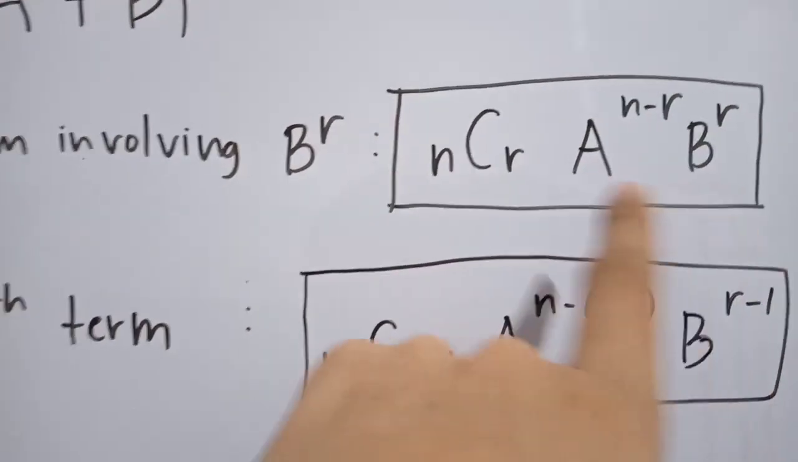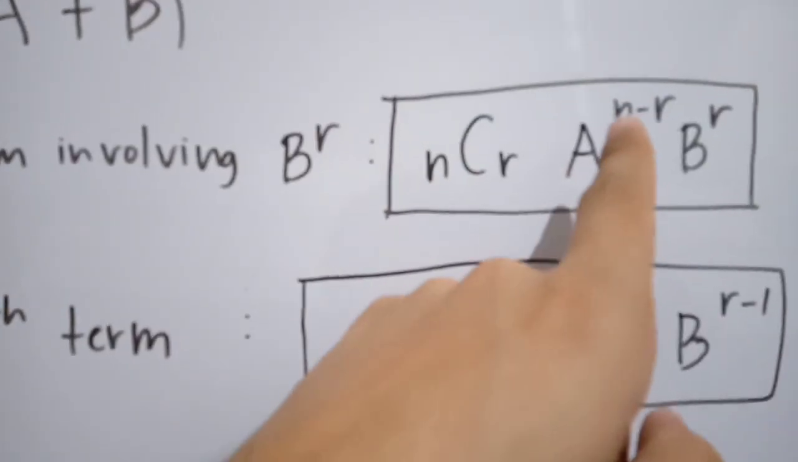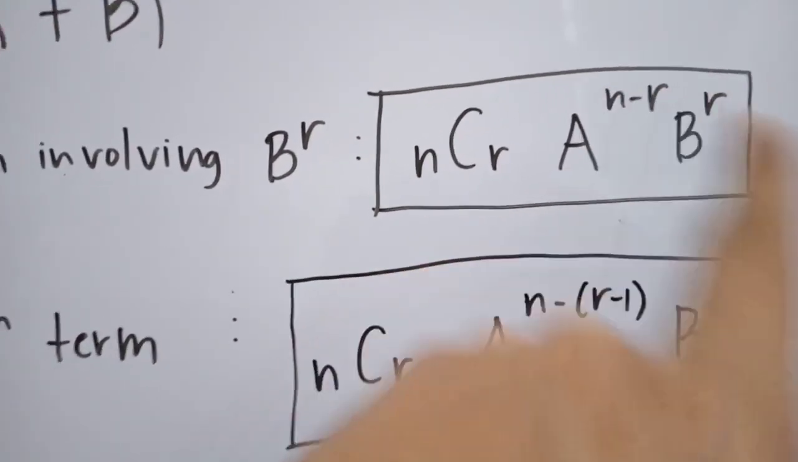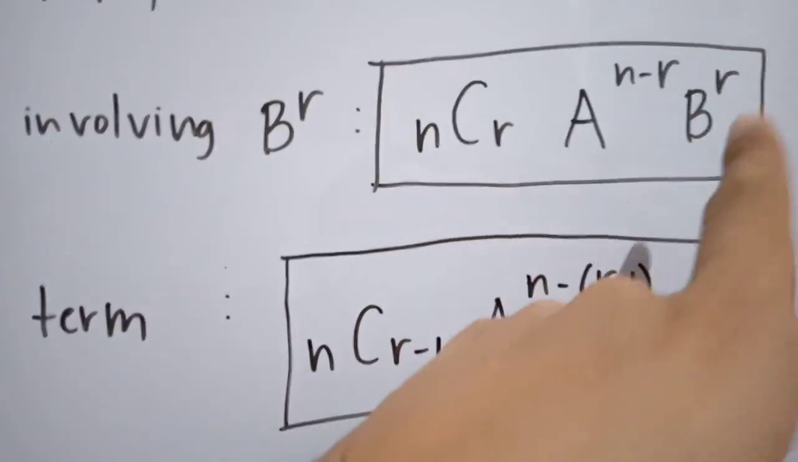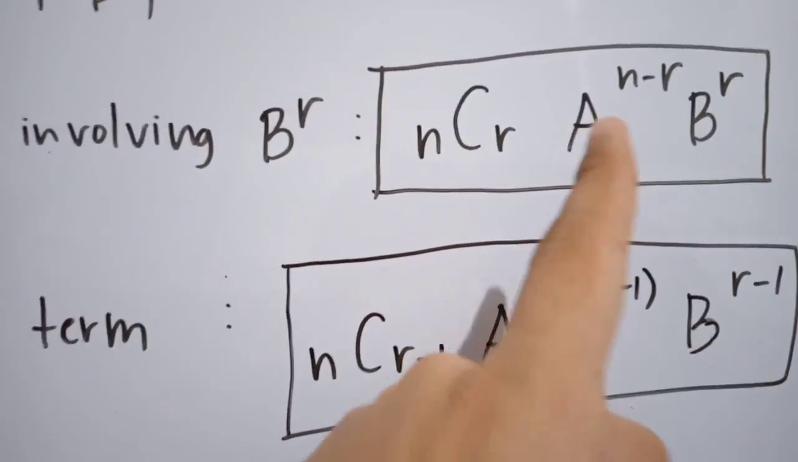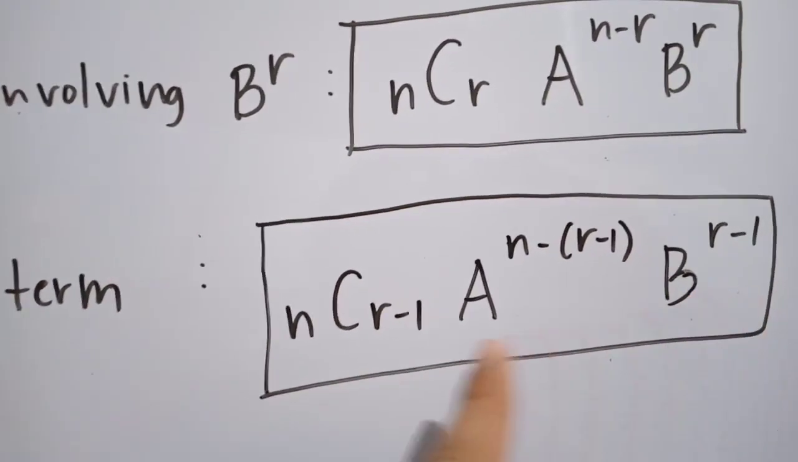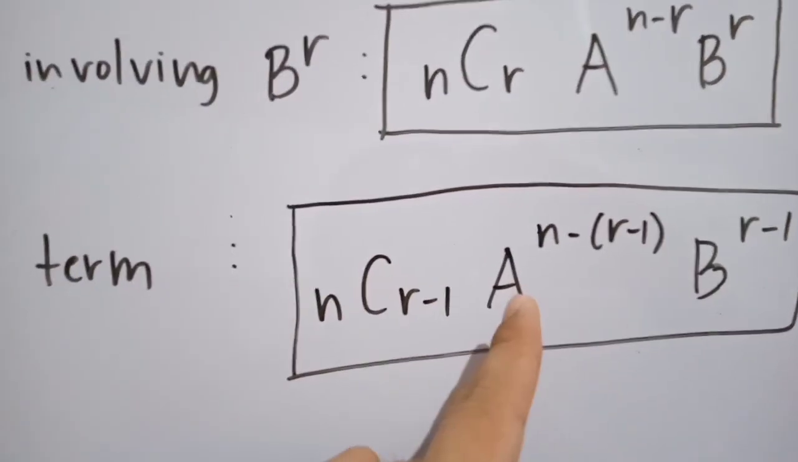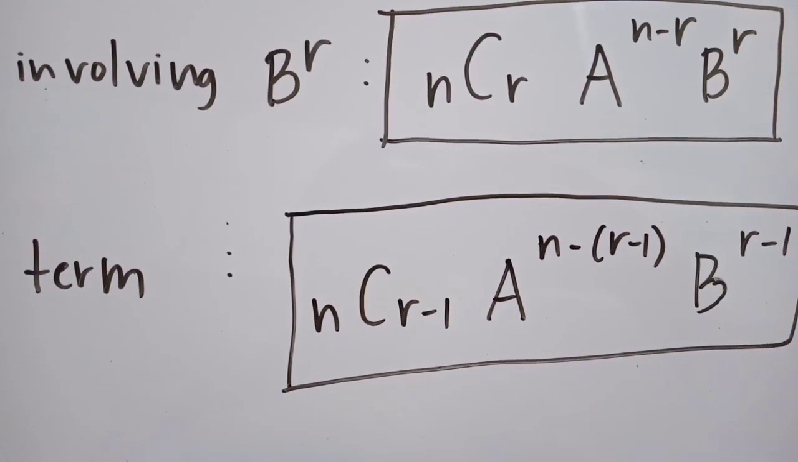So yung sum parati ng exponent ng a and b, for example, ito. Yung exponent ng a ay n minus r, tapos yung exponent ng b ay r. Dapat yung sum nila parati ay n. So for example, yung exponent ng b ay r, alam mo na kaagad na yung exponent ng a ay n minus r. So the same din dito. Yung exponent ng b ay r minus 1. Ang exponent naman ng a ay ma-minus mo lang yung r minus 1 dun sa n.